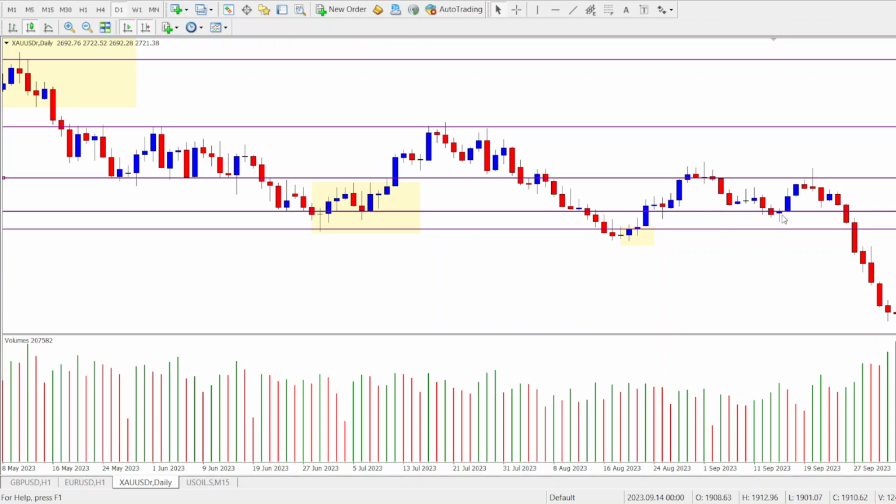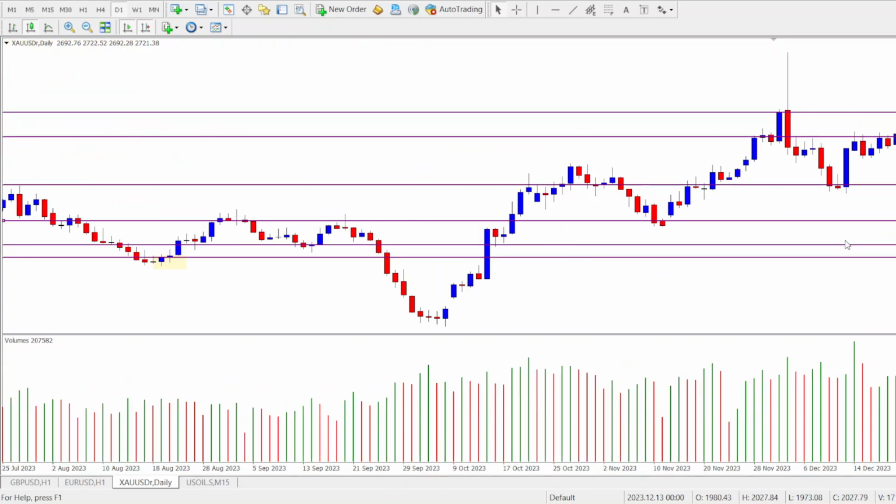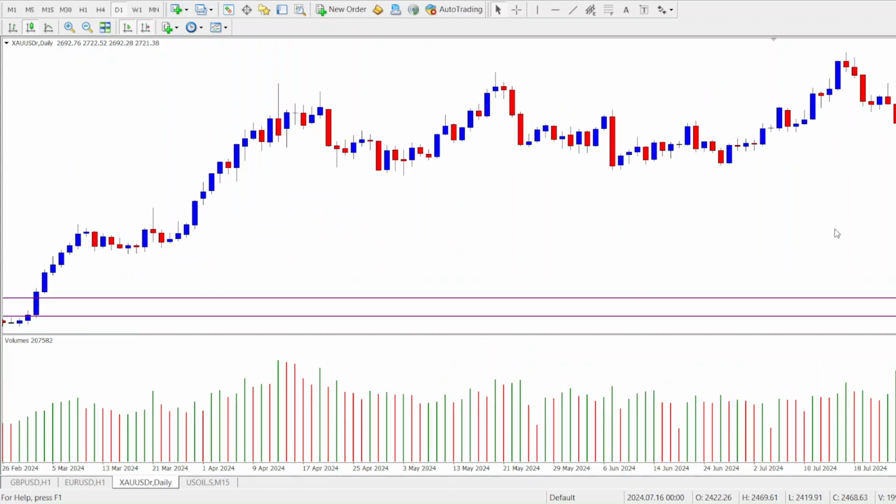So by effectively identifying and visualizing supply and demand zones, you can enhance your trading strategy and make more informed decisions. Remember to practice on demo accounts before applying these techniques in live trading to build your confidence and skills. As you gain experience, you'll be able to refine your approach and maximize your potential in the markets.